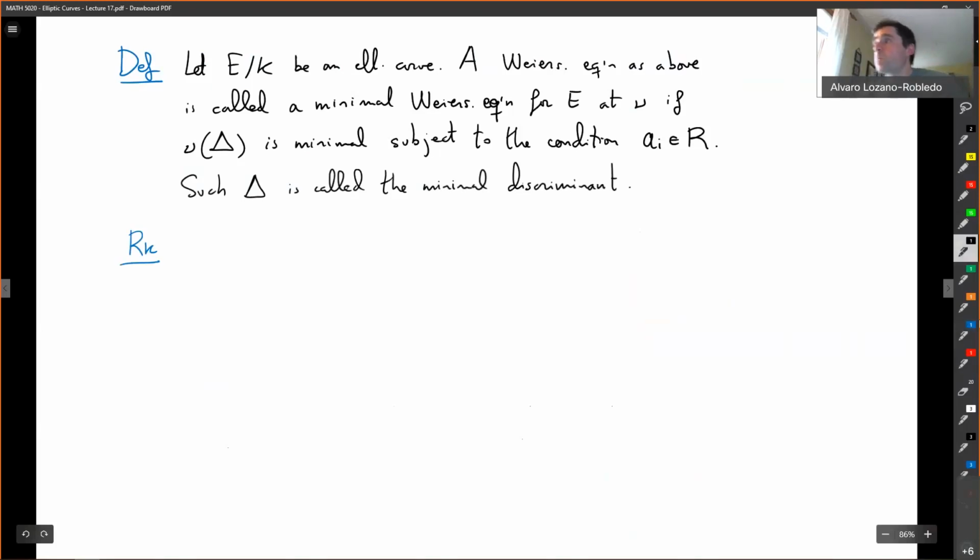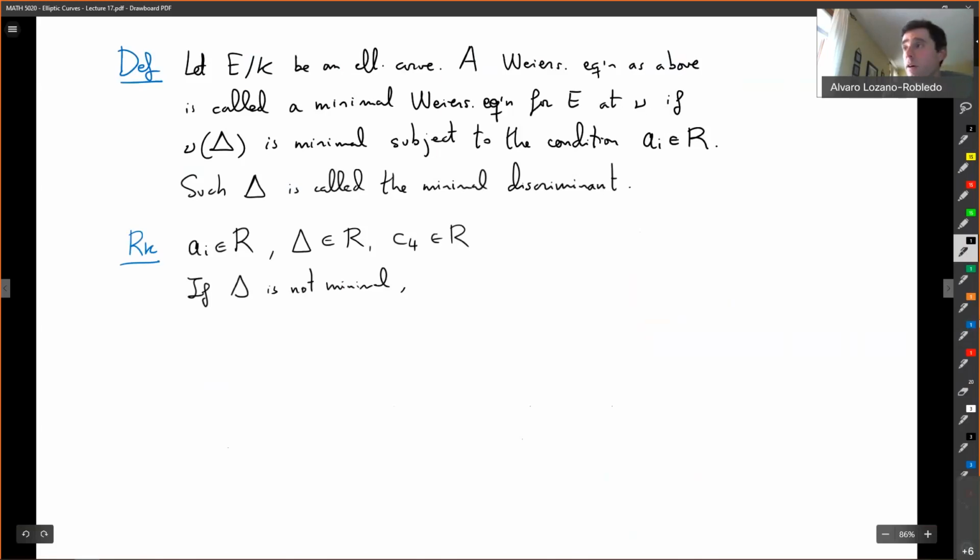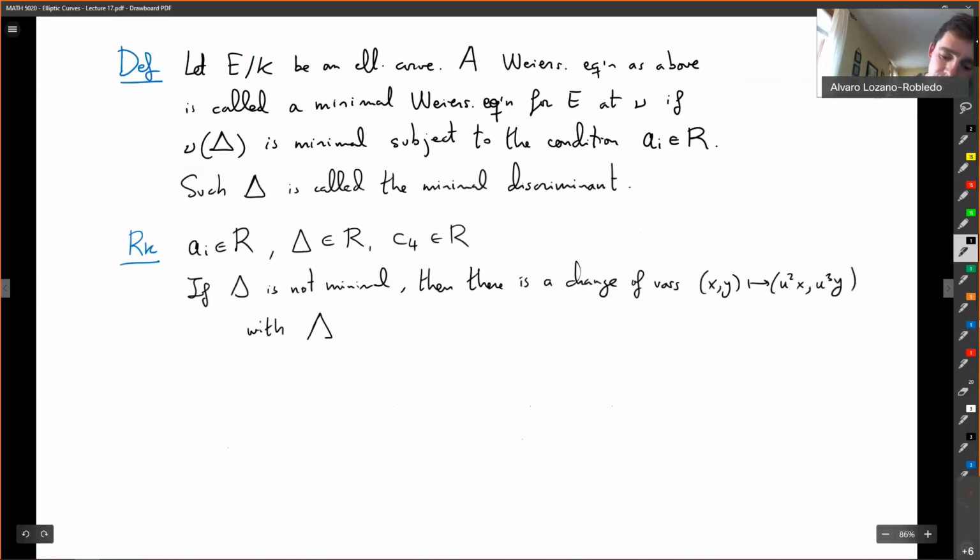All right. Here's one remark. If the coefficients are already in R, and the discriminant is in R and c4 is in R, if delta is not already minimal, then there is a change of variables sending x, y to u squared x, u cubed y, one of those, with the new discriminant that is minimal.